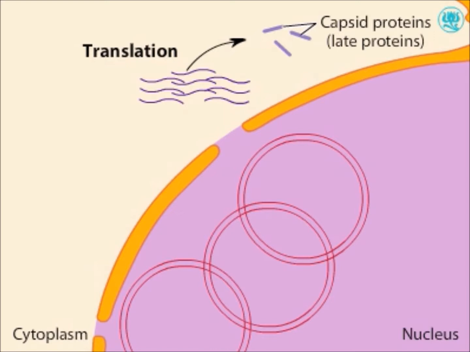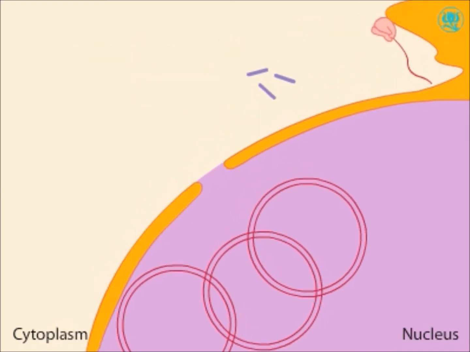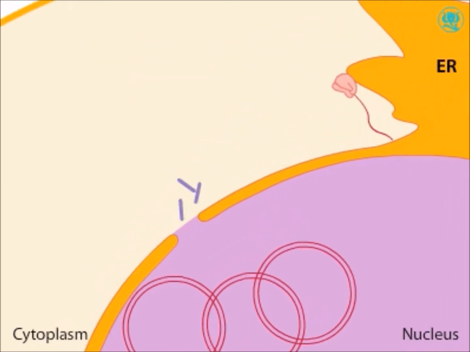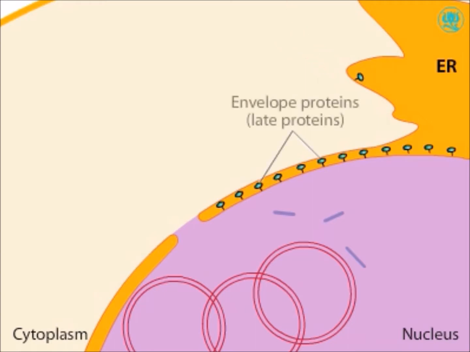The late proteins include the capsid structural proteins, which enter the nucleus. The late proteins also include envelope proteins, which are produced in the endoplasmic reticulum, ER, and become incorporated in the nuclear membrane. The viral DNA continues to replicate.